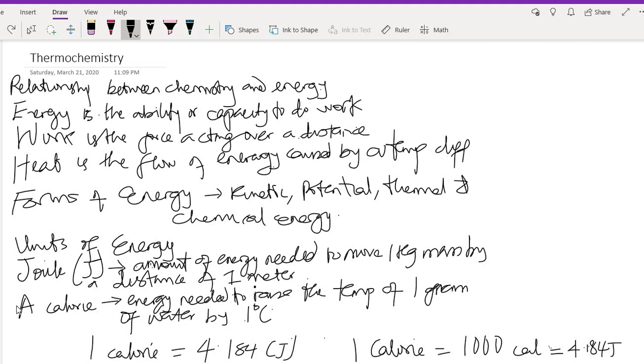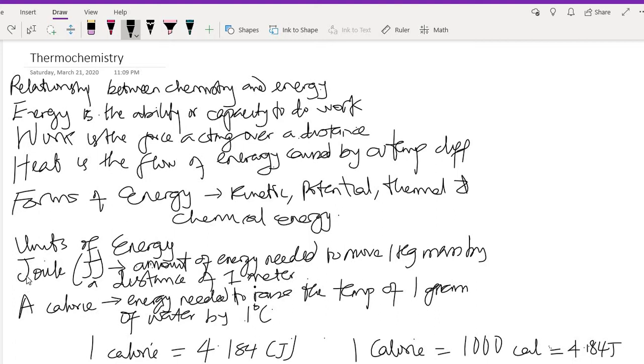Hello everyone. Today I am going to talk about thermochemistry. Thermochemistry is the relationship between chemistry and energy. Energy is the ability or capacity to do work. Work is a force acting over a distance. Heat is the flow of energy caused by a temperature difference.